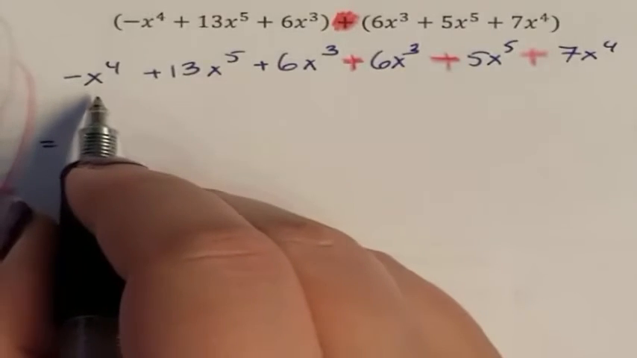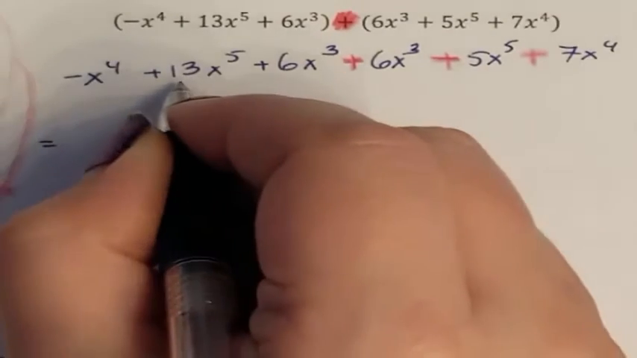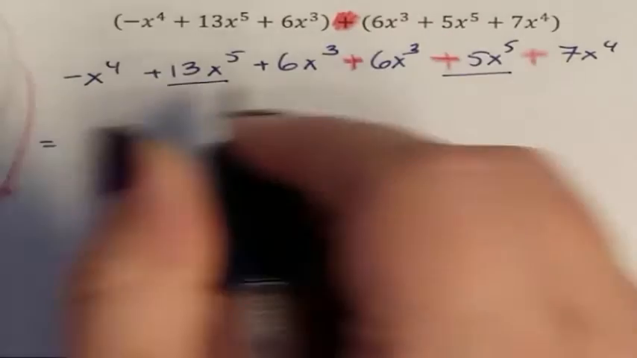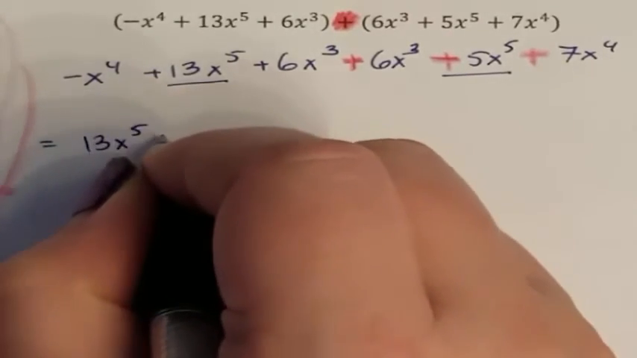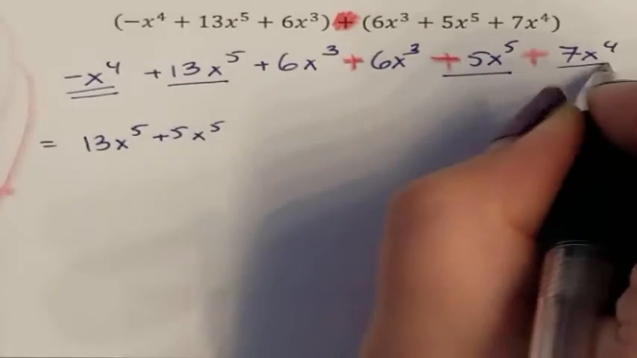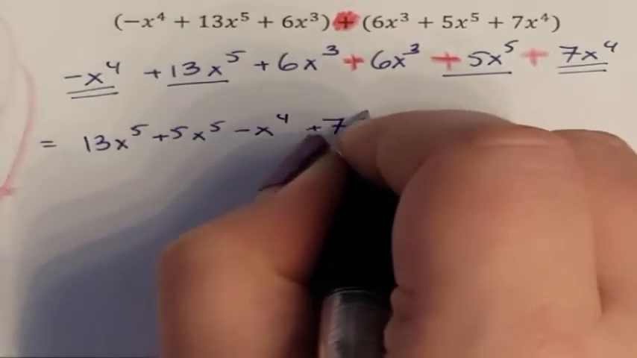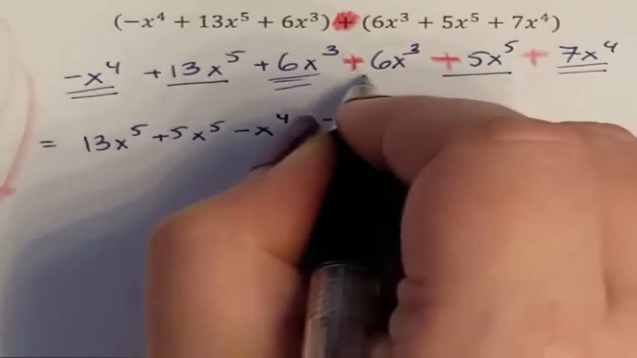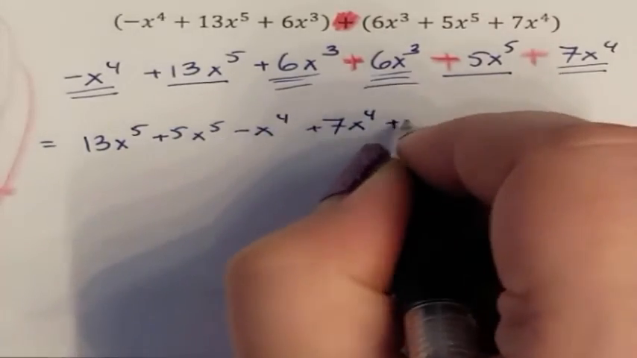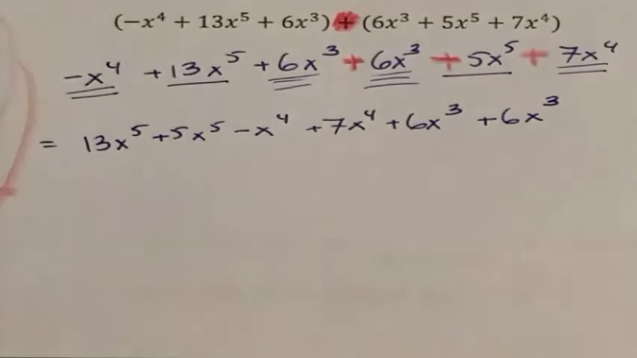So I'm going to rewrite it so like terms are next to like terms and doing it in highest exponent first. So my 5th needs to go with my 5th. So I had a 13x to the 5th with a positive 5x to the 5th. Fourths should go with fourths. That's a minus x to the 4th plus 7x to the 4th. And thirds should go with thirds. So that's a 6x to the 3rd, 6x to the 3rd. And actually I've used everything.